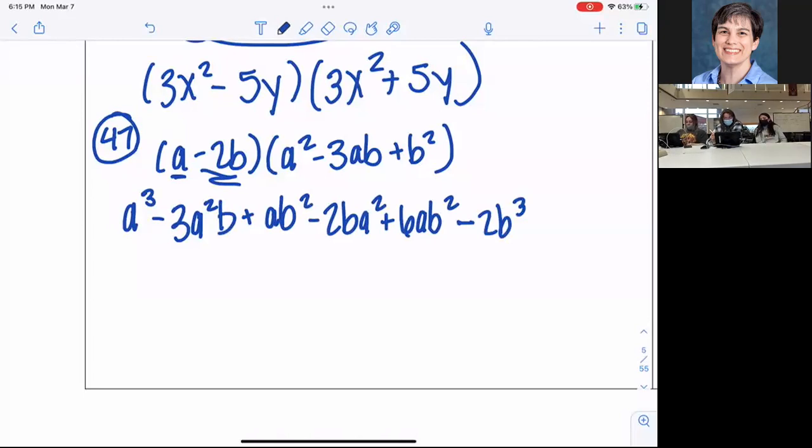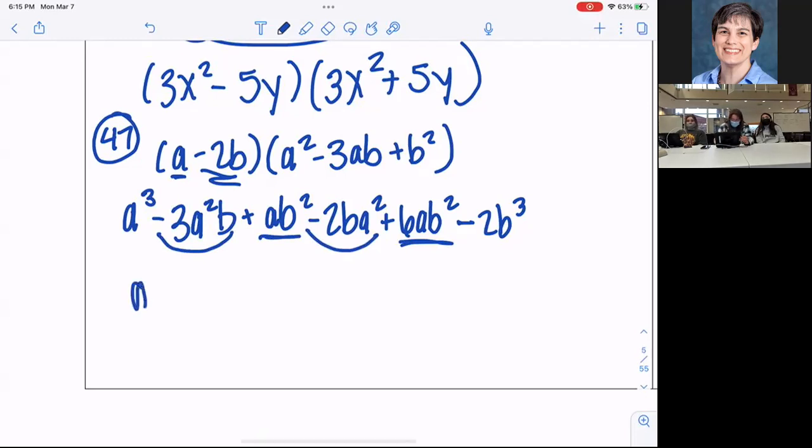Okay. And then you're going to look for your like terms. Okay. So I see I have this term and this term are like terms. And this term and this term are like terms, right?